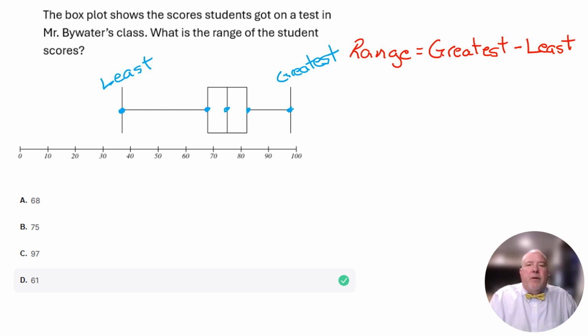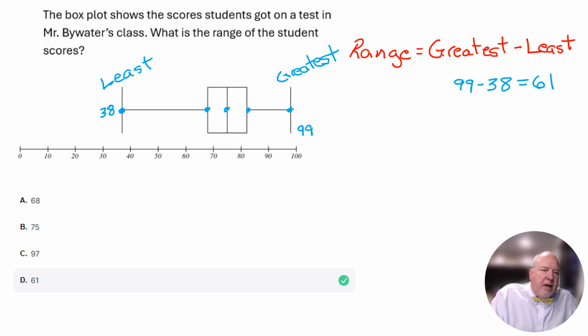So when we look at this, the greatest, notice this isn't perfect. It's close to 100, but not quite there. So I'm just going to guesstimate that it's, I don't know, 99. Maybe you say it's 98. You could be right. And then for the least value, that looks a little further away. So I'm going to call that one 38. And so all I'm going to do is take the greatest minus the least. And so I'm going to do 99 minus 38. And that gives me 61.